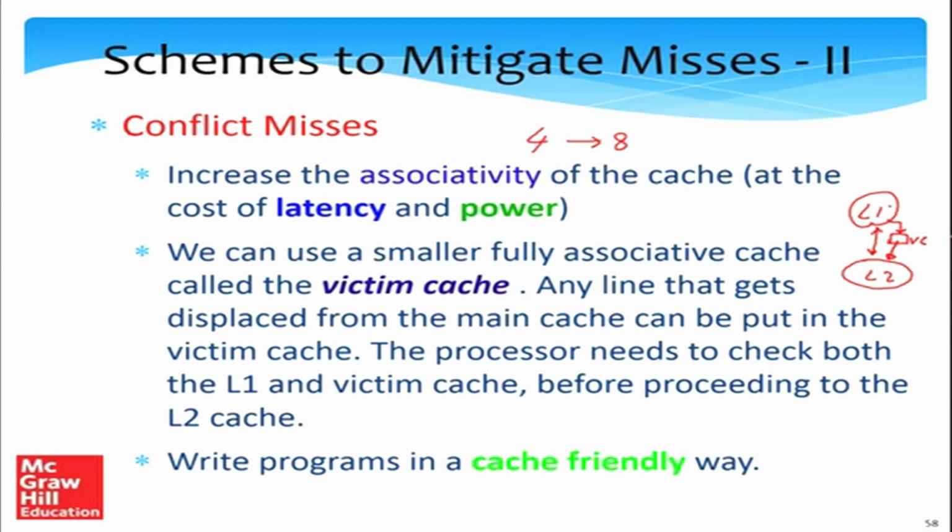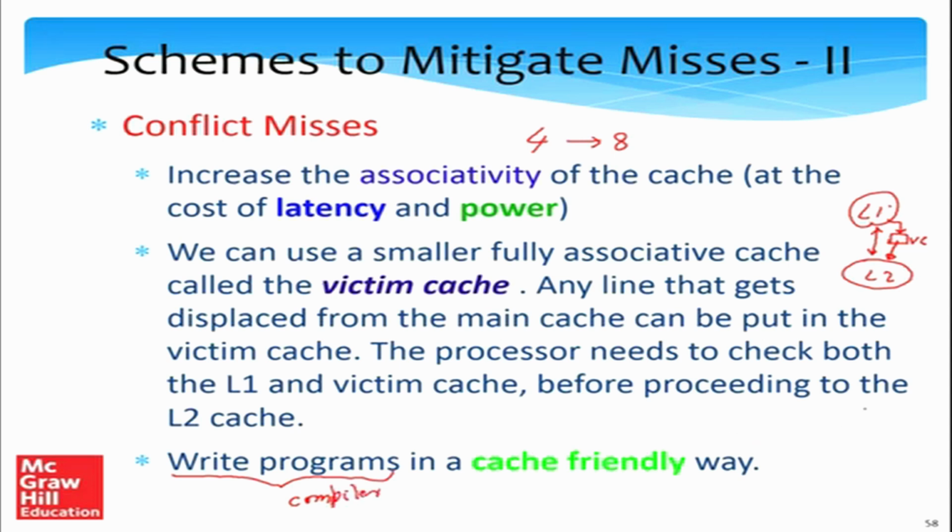But before discussing that, let me take a look at the third point, which is to write programs in a cache-friendly way. What this basically means is that we can, either at the level of the programmer or at the level of the compiler, and this is mainly at the level of the compiler actually. So when I say write programs, it's not so much from a programmer's point of view, but from the point of view of the compiler.